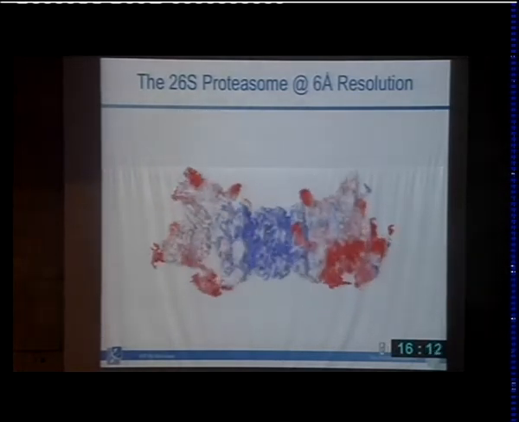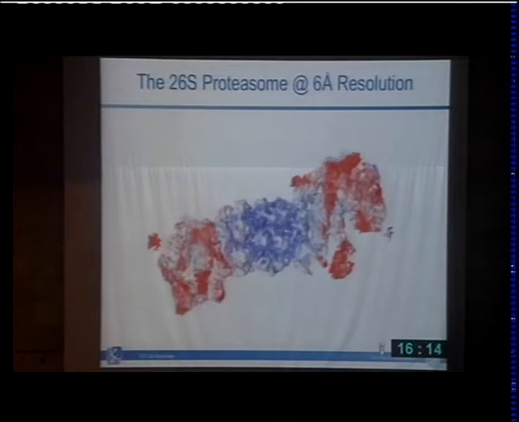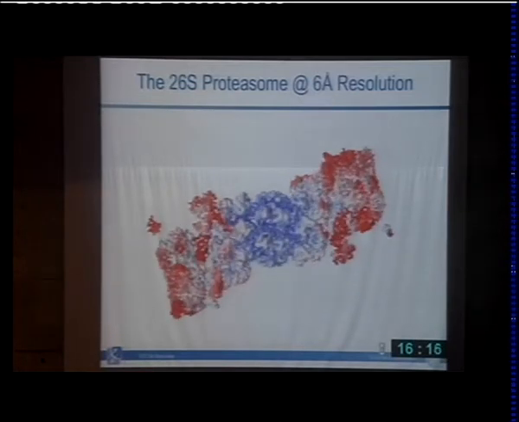Now, 6 angstrom is not that meaningful, because as you see here in the color coding, it indicates how resolution varies across the molecules. So it is quite high and better than 6 in the core particle. It's relatively high, also at least 6, if not better, in the ATPase part module here, but extremely variable in regions like this one here, which is RPN1.